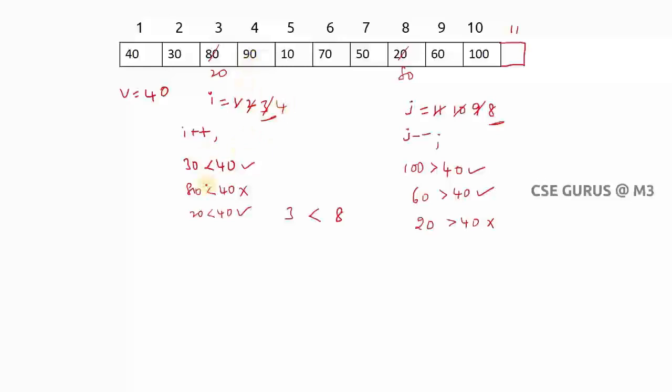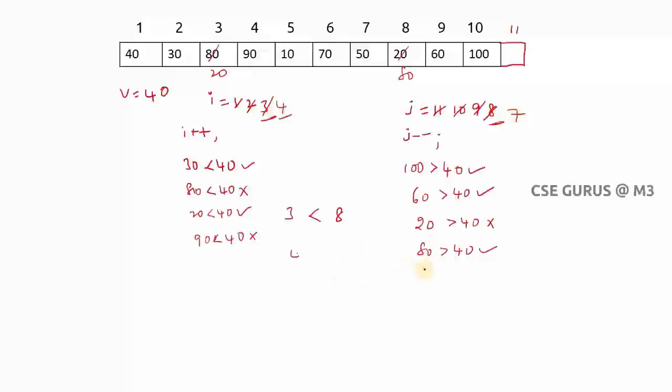Now what is the next value? 90. 90 is less than 40, no, so stop here. So now the I value is 4, I will write it here. Now for the j value, in the 8th index I have 80, so 80 is greater than 40, yes, true. Next I'll go for decrementing the j value, that is 7.